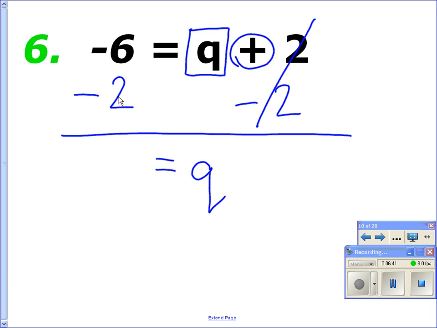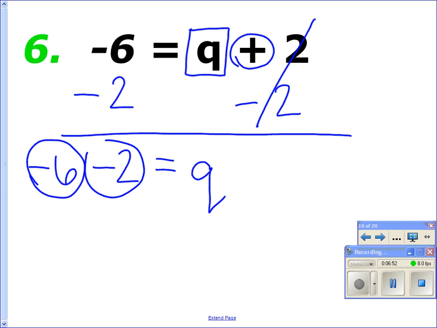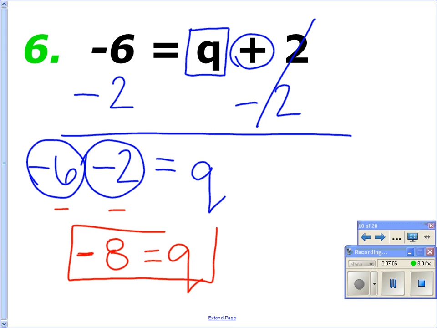If you want to leave it like this, you can, or you can write it out. Negative 6 minus 2. We have our two teams. Remember, team 1, team 2. This is team negative, team negative. So if they're on the same team, they stay on the same team, and you just add their points together. So it's negative 8 equals q. Okay? Negative 8 equals q.